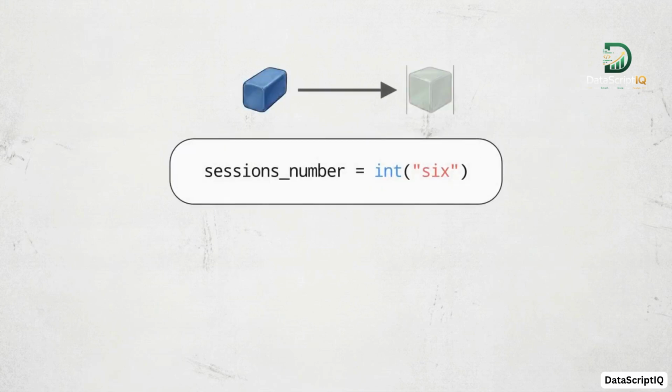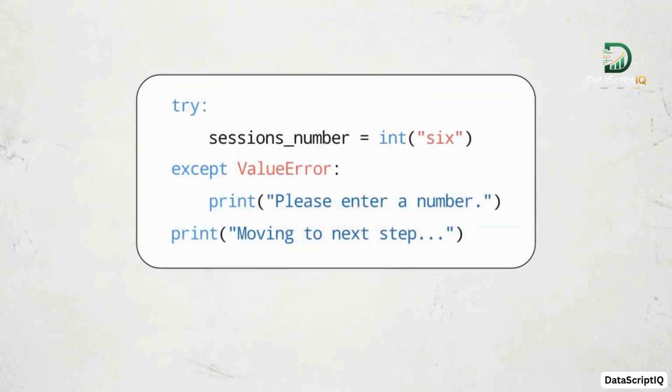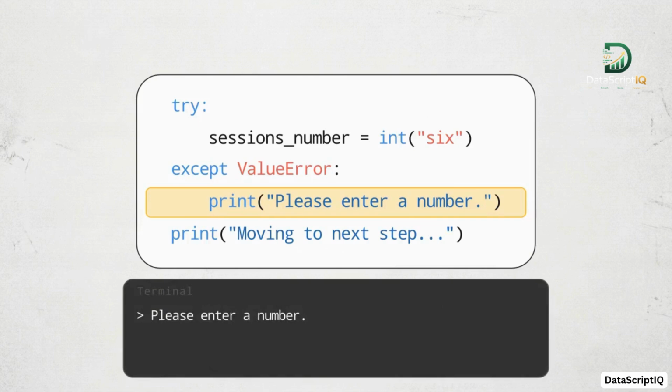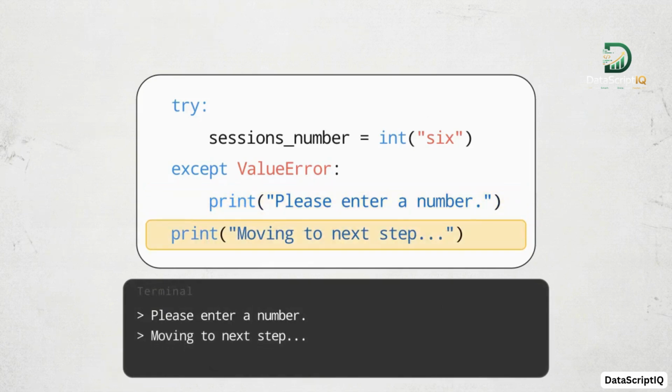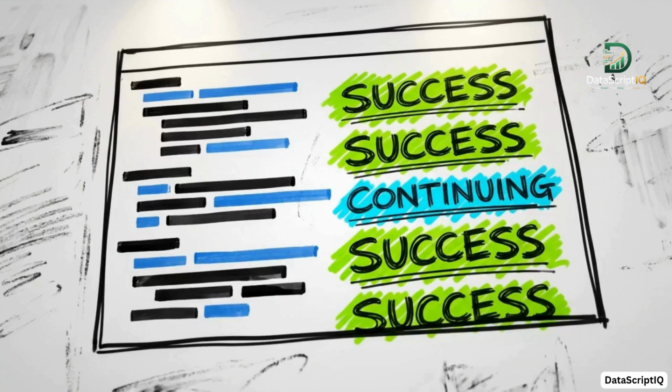To prevent this, we wrap our code in a try and except block. This acts as a safeguard for our conversion logic. If the conversion fails, the except block catches the error and prints a helpful message for the user instead of letting the program fail. Planning for these errors makes your automation more resilient and ensures the script continues to run even when it encounters unexpected input.